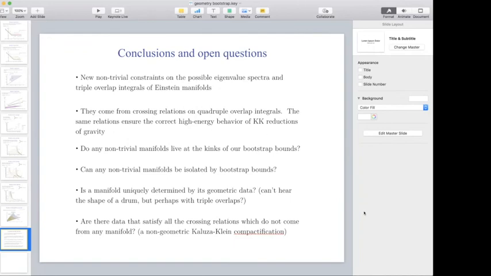May I ask you a question concerning determination of a manifold by geometric data? Do you have some explicit examples where you can distinguish between isospectral manifolds by means of your triple overlaps? Yes, I think in the case of tori, there are some high-dimensional isospectral tori. Exactly. Those are cases where, if I'm not mistaken, they are isospectral, but the triple overlaps are different. Thank you.